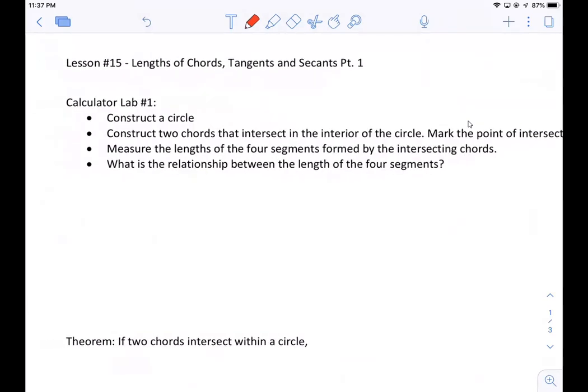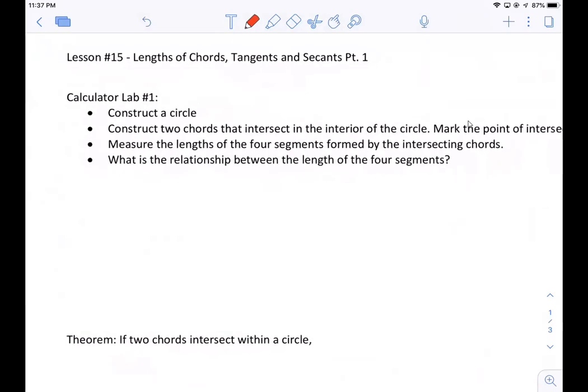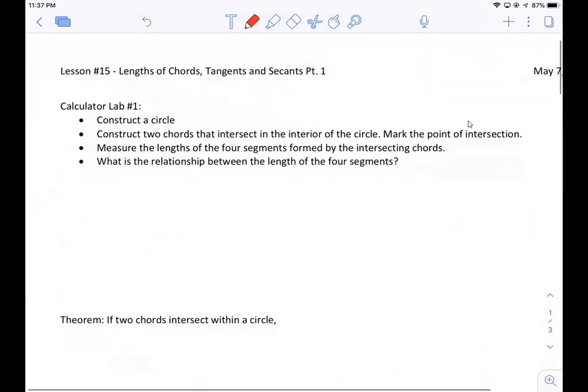We've done a whole bunch of angles, like inscribed angles, central angles, angles formed by two tangents on the exterior, formed by two secants, a tangent and a chord. Now we're going to be taking a look at the lengths of these guys. So this first lab is fairly simple. If you want a preview of it, stick around for another minute. Otherwise, pause the video and you can try it.